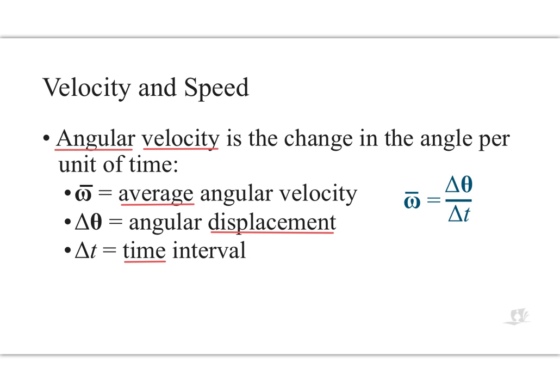So we're going to talk angular velocity first here. Angular velocity is the change in the angle per unit of time. That makes sense. What does velocity mean? Velocity, when we thought about it way back when, with a train traveling along, we would look at the distance traveled divided by the time, right? Angular velocity is the angle traveled divided by the time. That's all that they are talking about there.